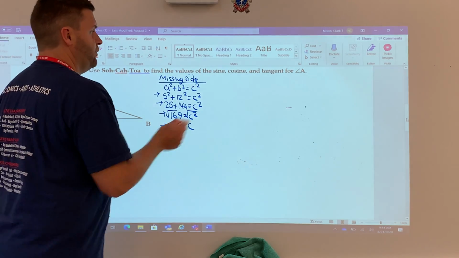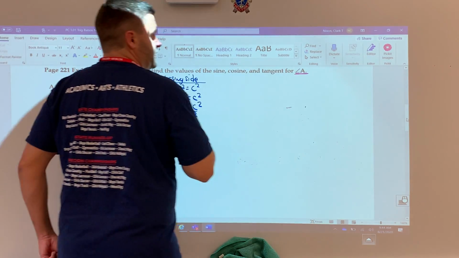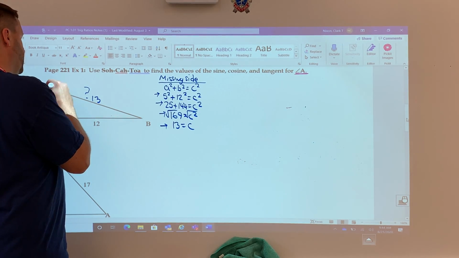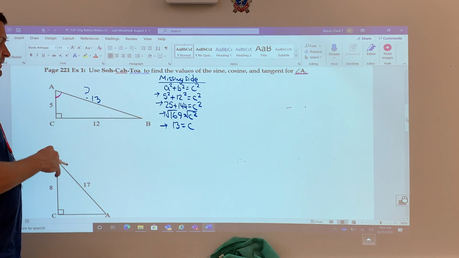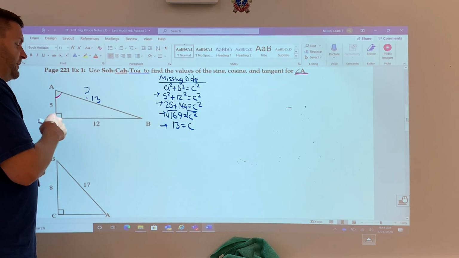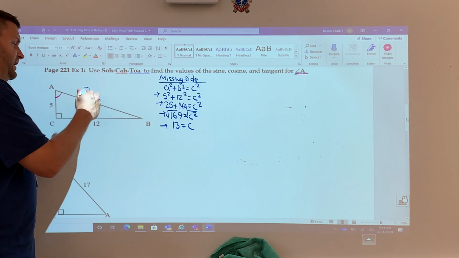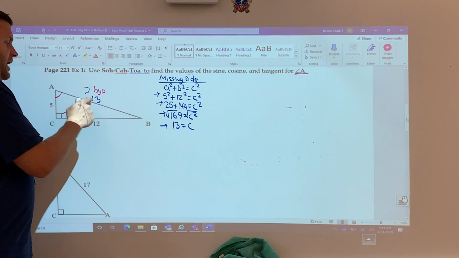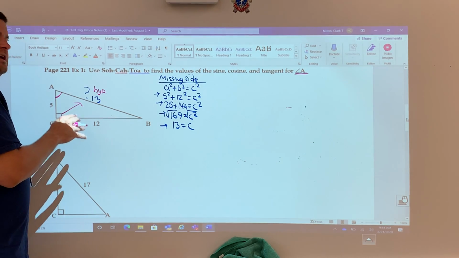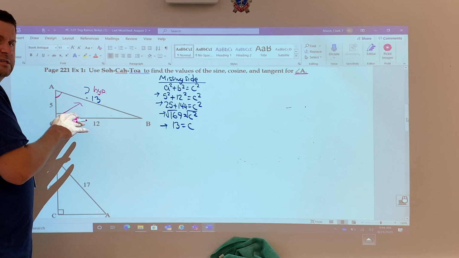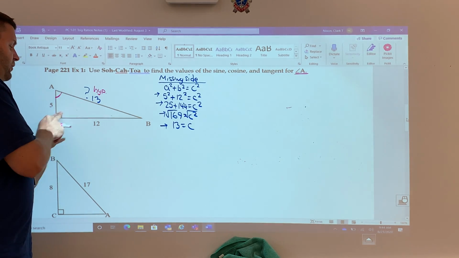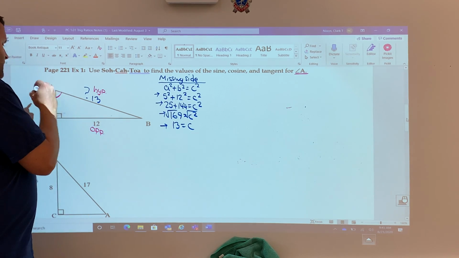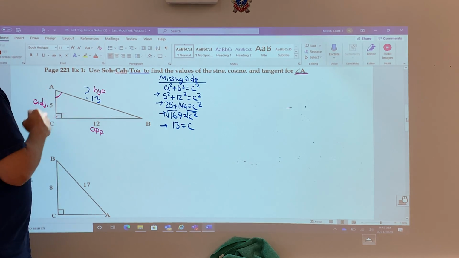Now, it wants me to find sine, cosine, and tangent for angle A. So angle A is right here. The first thing I'm going to do is label my opposite and my adjacent side. I already know this is my hypotenuse. Why? Because this is my right angle. Opposite my right angle is always the hypotenuse, every time. It's always your longest side as well. Okay? So, based on angle A here, that means this has to be my opposite side, and then this has to be my adjacent side.